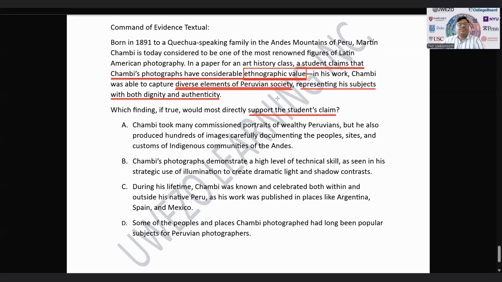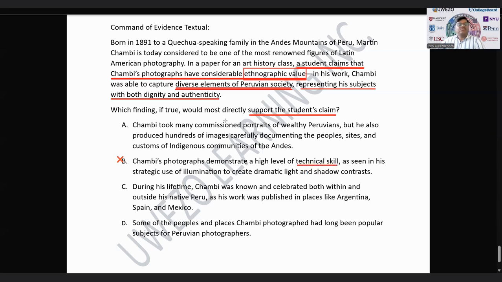Option B says Chambi's photographs demonstrate a high level of technical skills. Nowhere in the text do we discuss his technical skills of photography. So option B, we can clearly cross out. There is no reference to any technical skills. Let's look at option C.